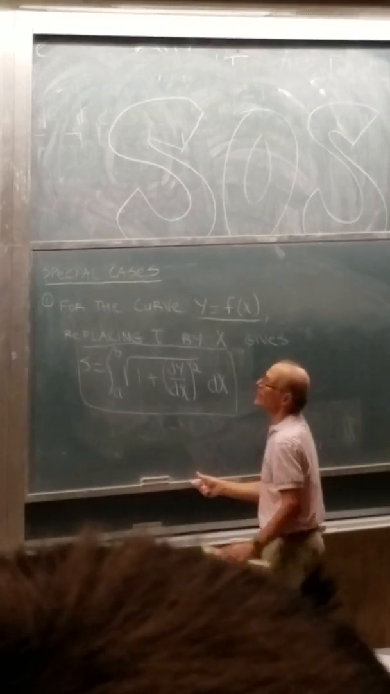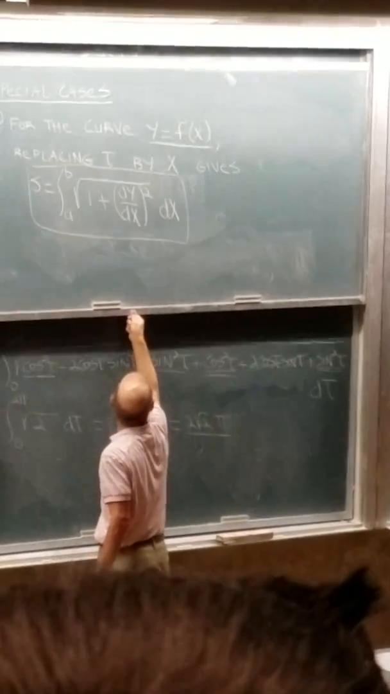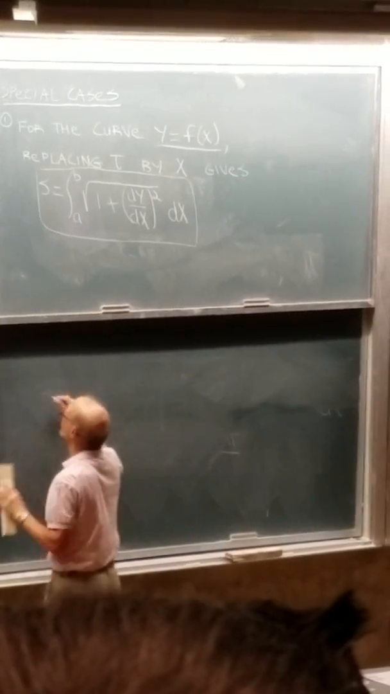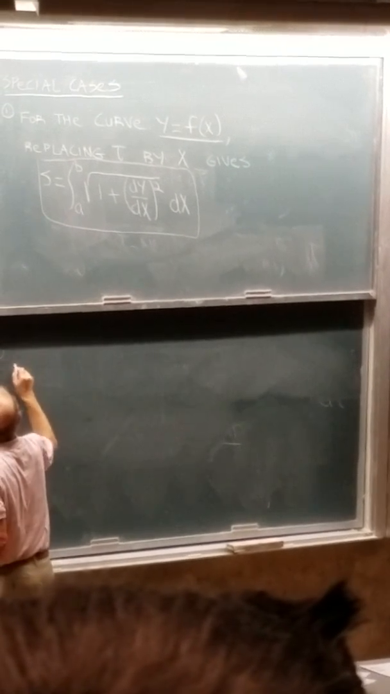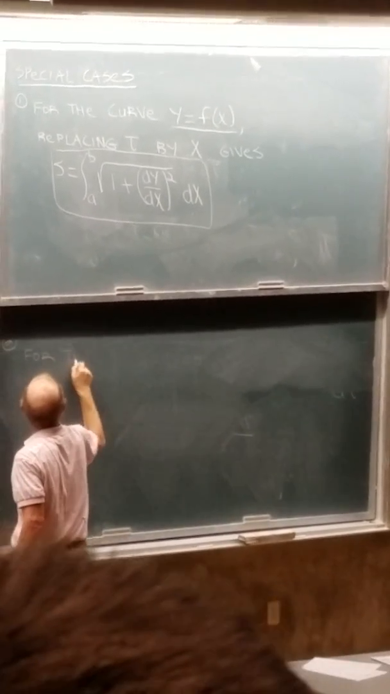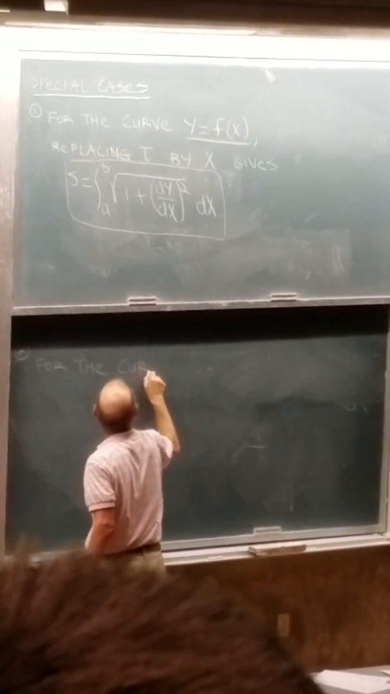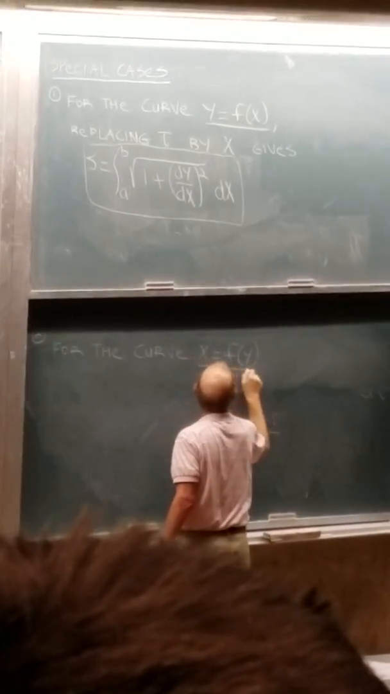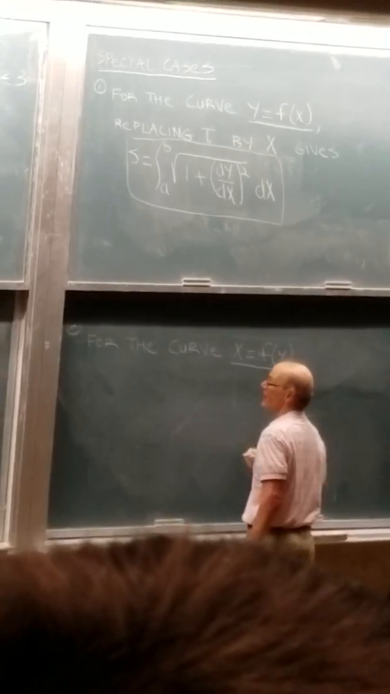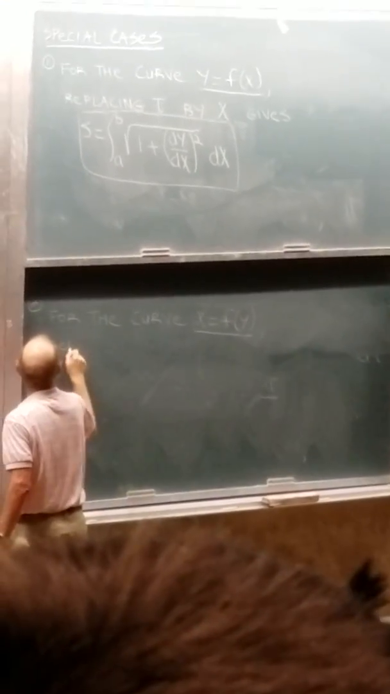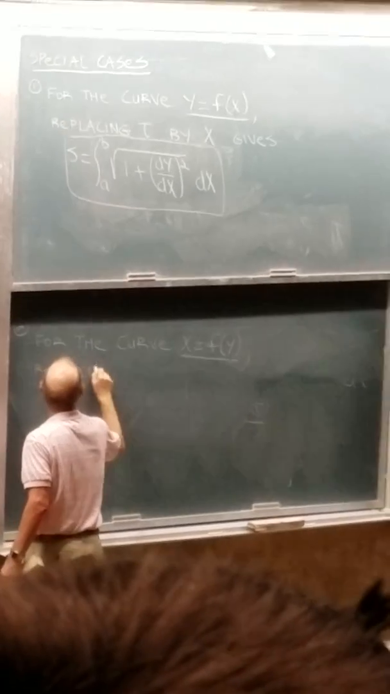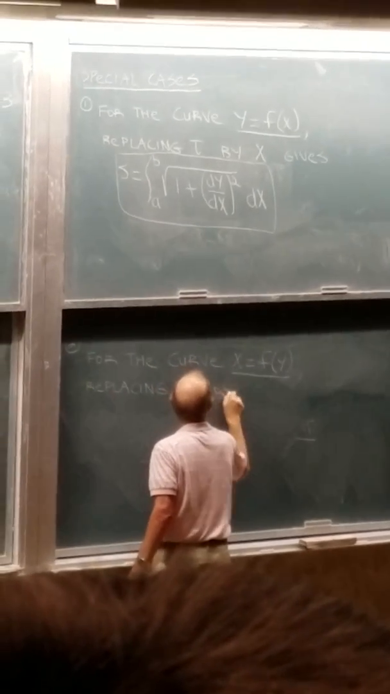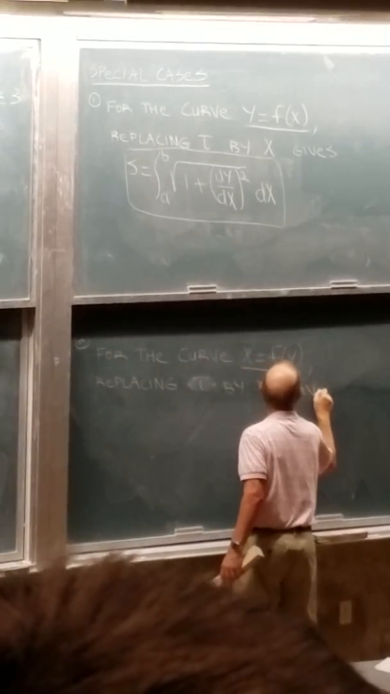And similarly, we can do the same thing if we have x given in terms of y. So let's see what we get if we do that. So if we have a curve x equals f of y, we can either write this in parametric form by letting x equal f of t and y equal t. But the other thing we can do is just replace t by y in the general equation. So if we replace t by y, that gives the following formula.